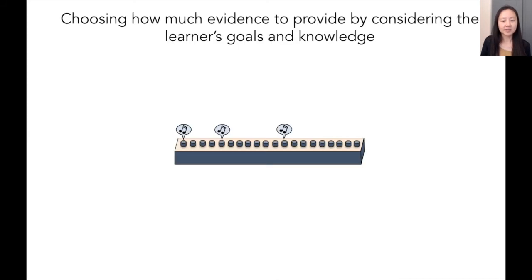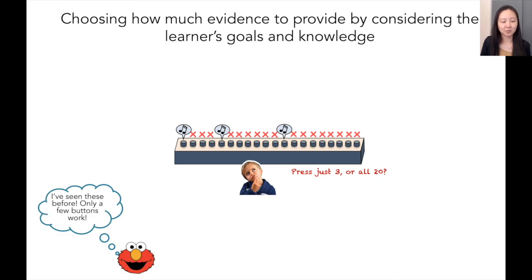And even when it's clear what to teach, there are decisions about how much evidence is necessary for the learner. So for instance, if there's a toy that has 20 buttons and only 3 buttons work and the other 17 buttons don't do anything, if you are this child who has to teach a learner about how this toy works, would you press just 3 of the buttons or all 20? Well, the decision depends on what the learner knows. So if the learner already expects a few buttons to work because the learner's already seen similar toys before, you can do away with just showing 3 buttons that work and it would be fine.